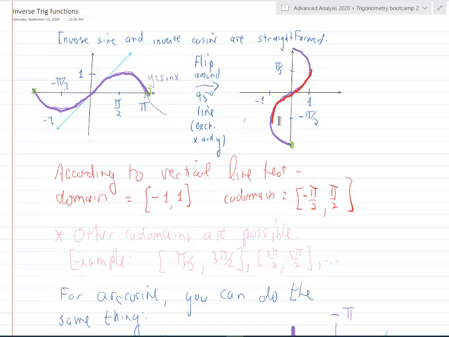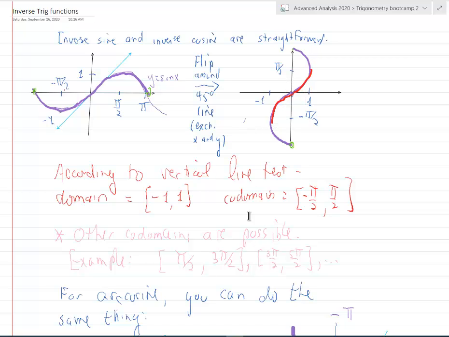Now we know that the sine of an angle must always be between minus 1 and 1. So if you look at the inverse function, the domain of the arcsine must be between minus 1 and 1. So the domain of the inverse function is equal to the codomain of the original function. Now the codomain of the inverse function is where you usually have a choice. Here we have a choice to go between minus pi over 2 and pi over 2.